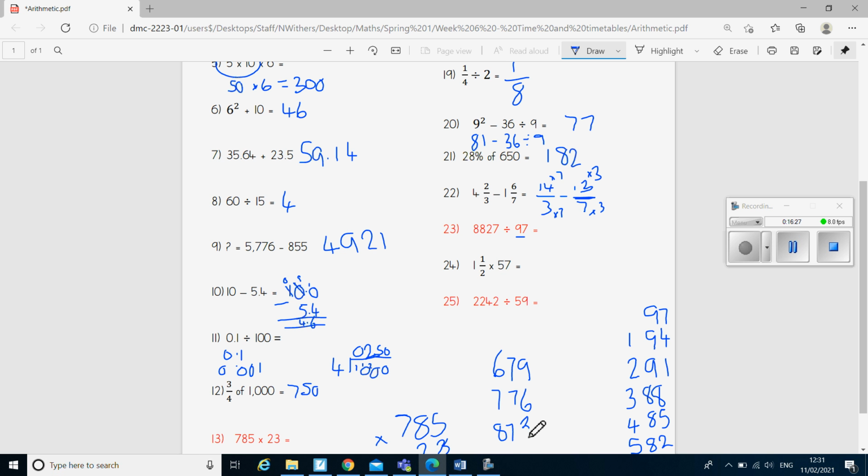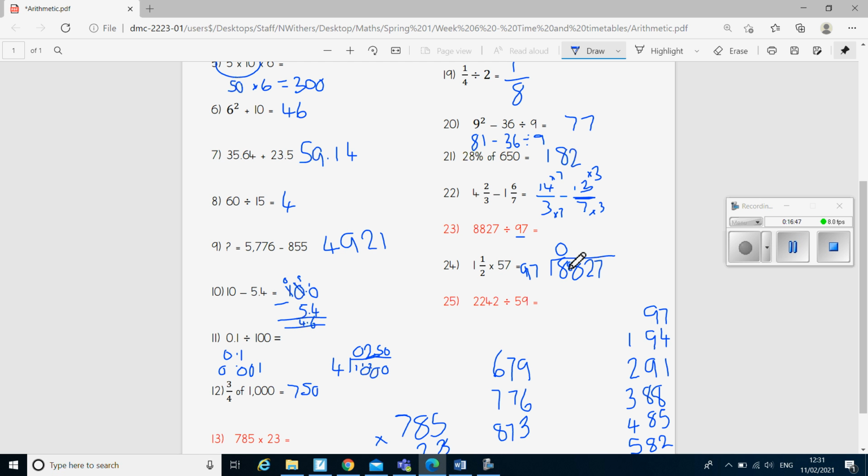873. And that's as far as I need to go for this question. So now I'm going to attempt the division. Remember, don't even try to attempt the division until you've written out your multiples. Okay. How many 97s go into 8? None. Of course they don't.